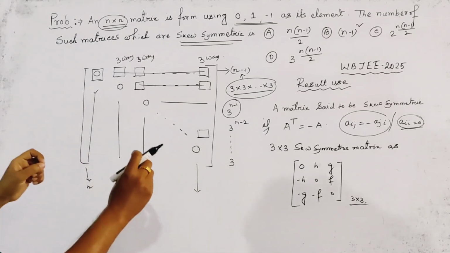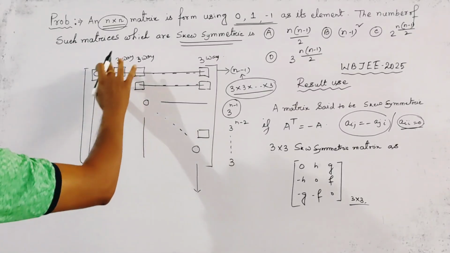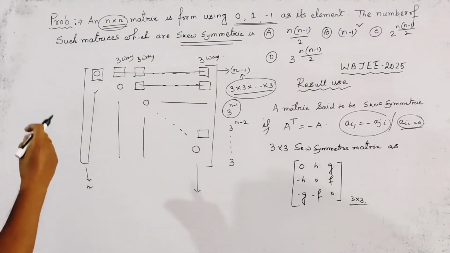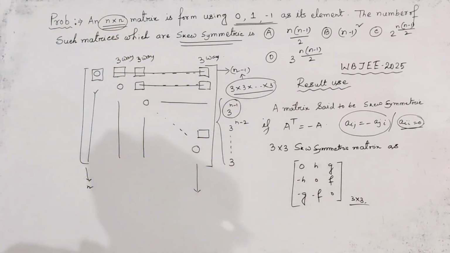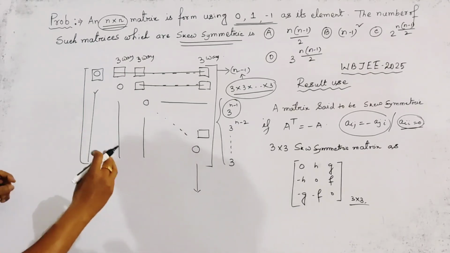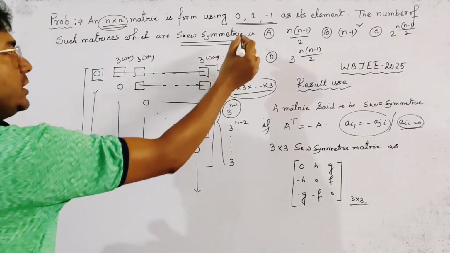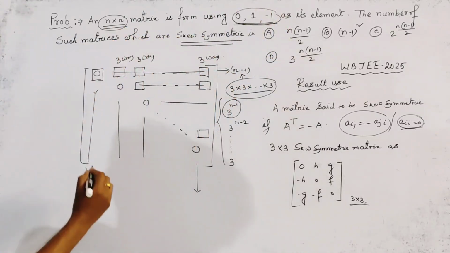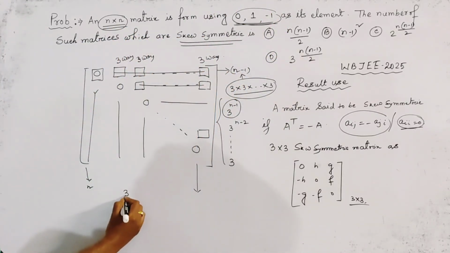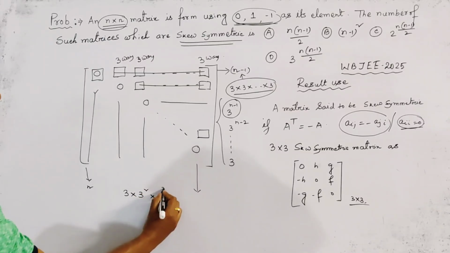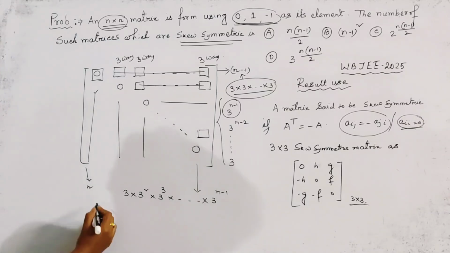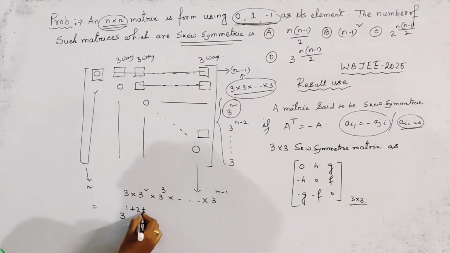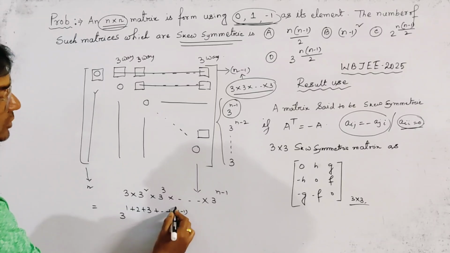So the total number of ways to fill the matrix is given by multiplying all the ways to fill the elements in each position. So we get the total number of skew symmetric matrices formed by 3 elements as 3 into 3 square into 3 cube and so on up to 3 to the power n-1. Okay, and this gives 3 to the power 1 plus 2 plus 3 up to n-1.